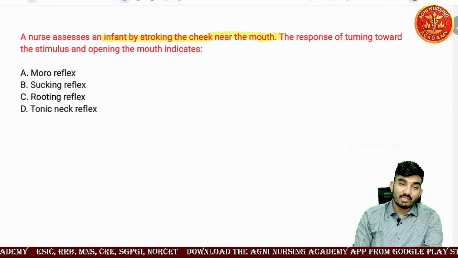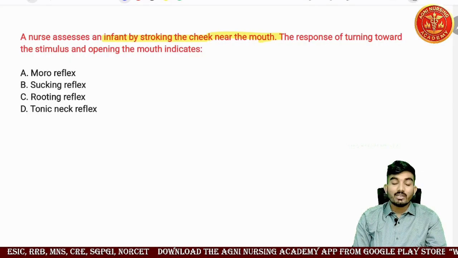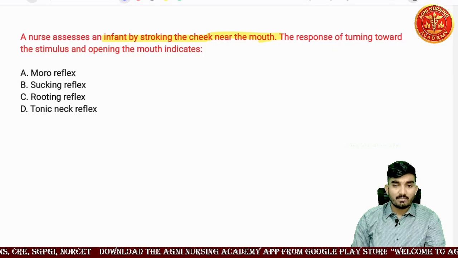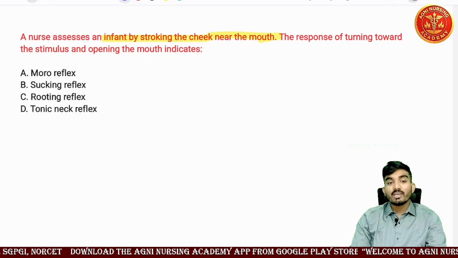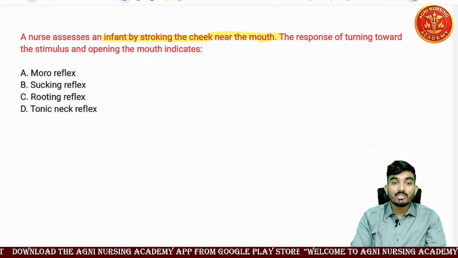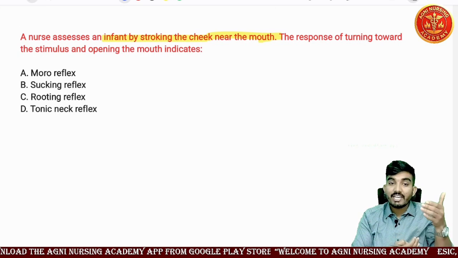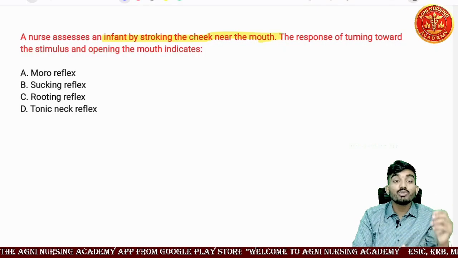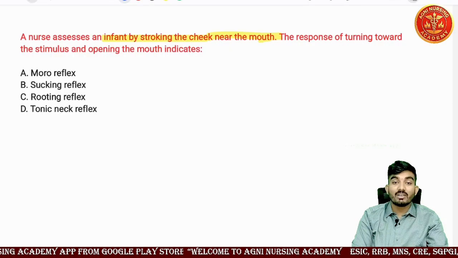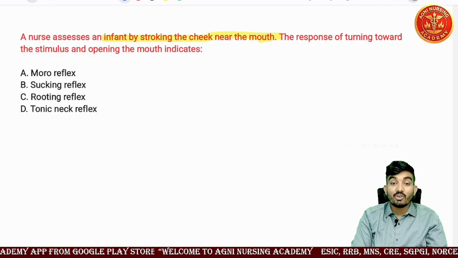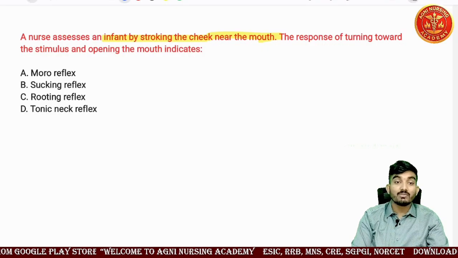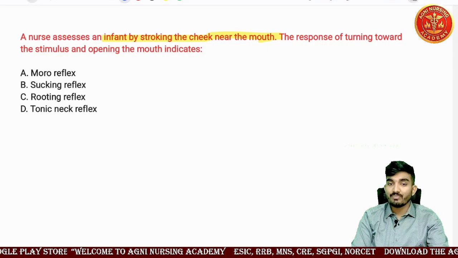We'll see the reflexes one by one. First I will explain briefly, orally, and then in detail. The Moro reflex: we hold the child in a semi-sitting position, and the head of the child is lowered down up to 30 degrees. That time the child responds with extension and abduction of the extremities, followed by sharp flexion and adduction of the extremities. That occurs in the Moro reflex.